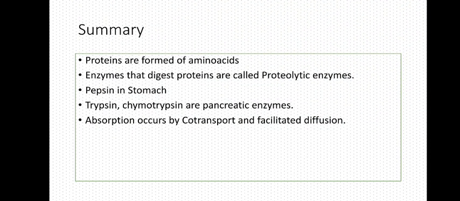So in this chapter we have seen proteins are formed of amino acids, and enzymes that digest protein are called proteolytic enzymes. Pepsin is the enzyme secreted in the stomach, which helps in protein digestion in the stomach. Trypsin, chymotrypsin, carboxypeptidases, aminopeptidases, di and tripeptidases are the enzymes of protein digestion in the intestine, and absorption of amino acid takes place in the intestine, particularly in the jejunum and duodenum area, and here it occurs by co-transport as well as by facilitated diffusion.